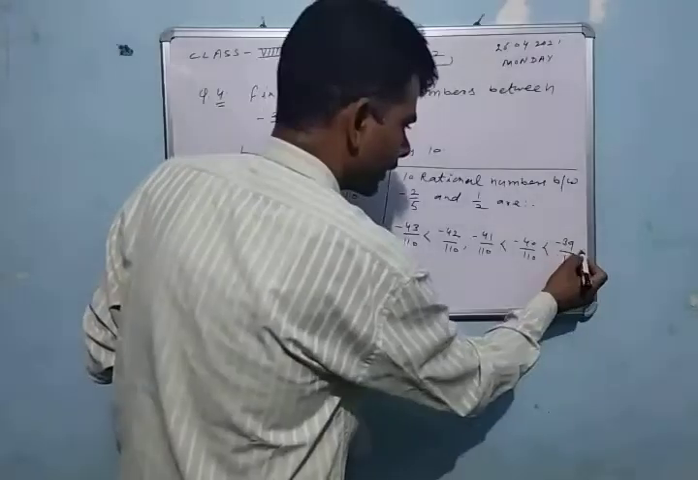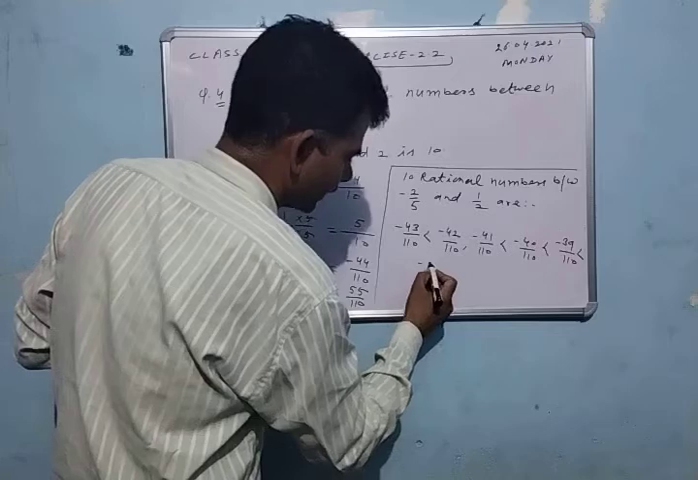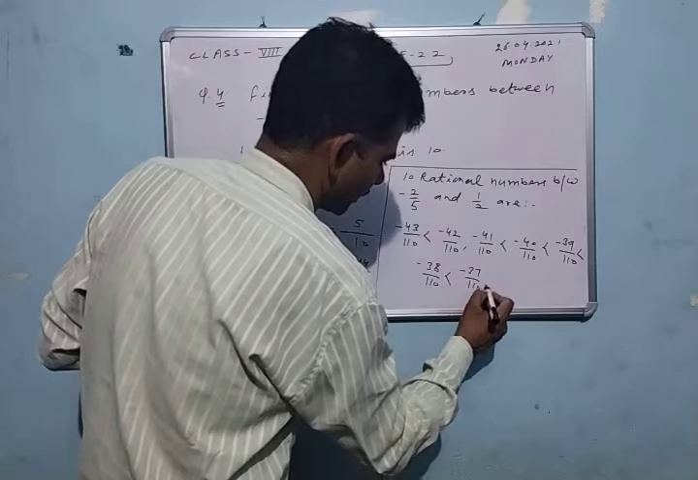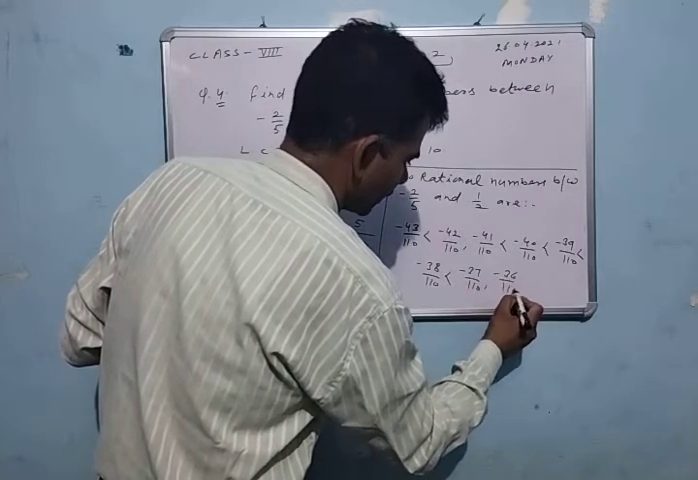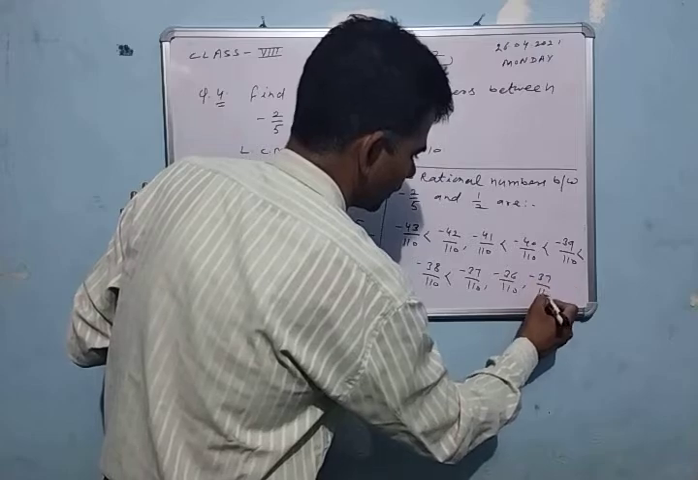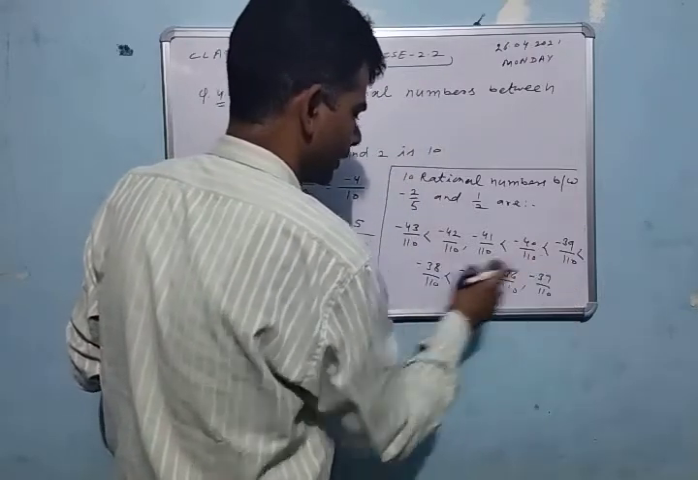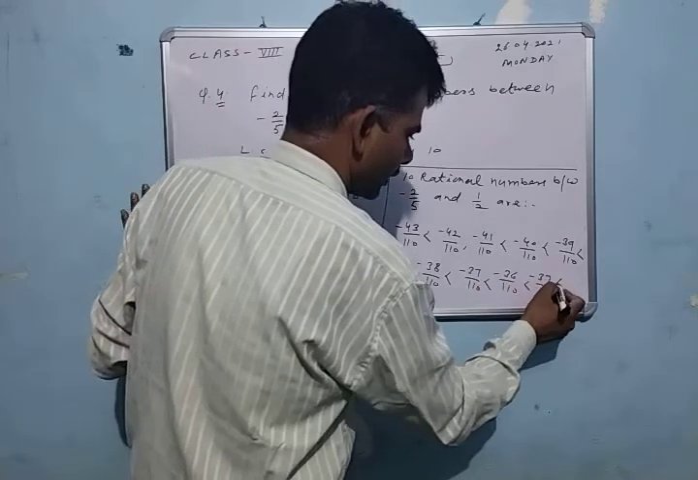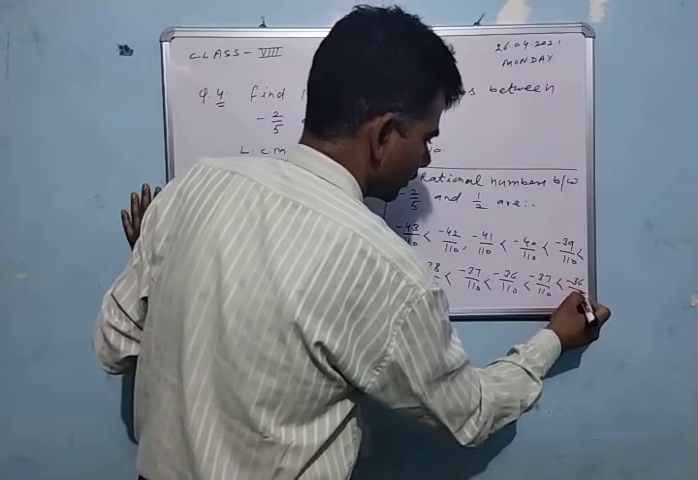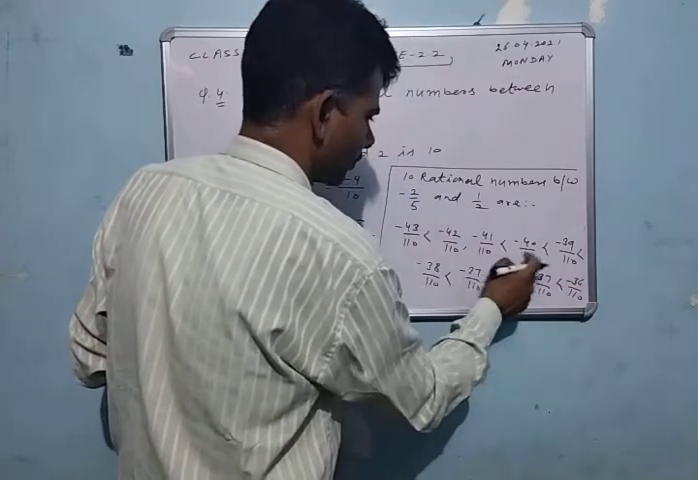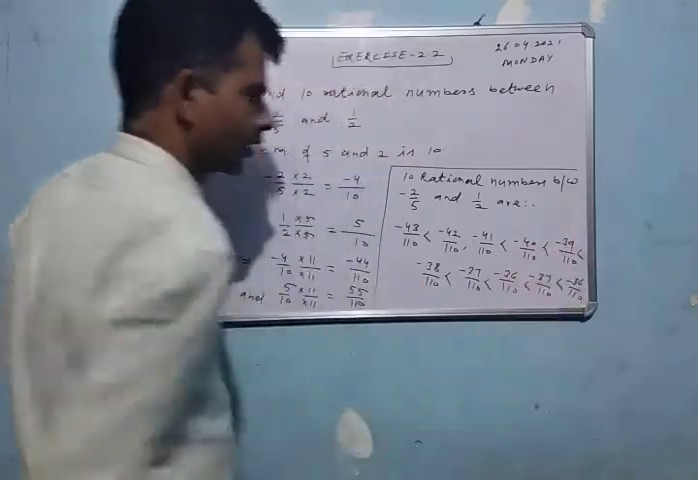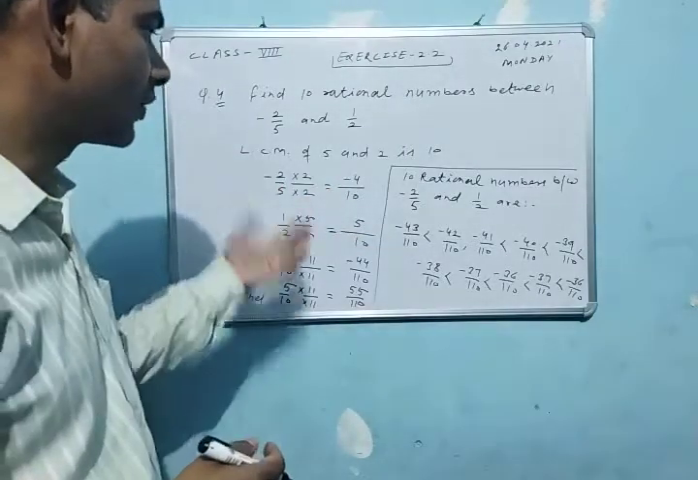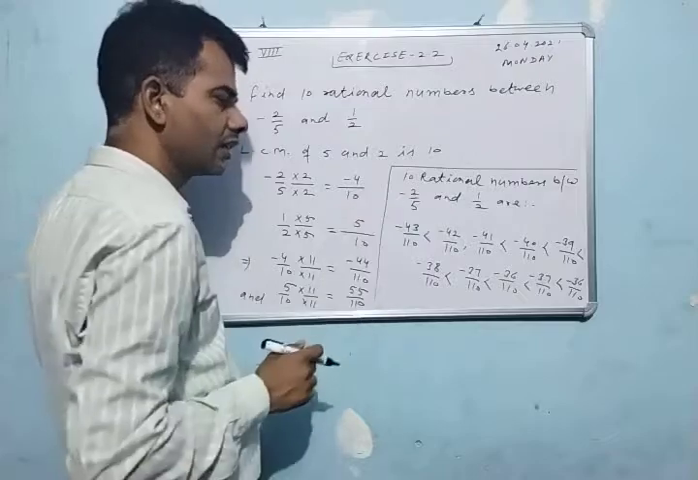Student, next is minus 38 by 110, minus 37 by 110, minus 36 by 110. How many? 1, 2, 3, 4, 5, 6, 7, 8, 9, 10. These are the 10 rational numbers which lie between minus 2 by 5 and 1 by 2.